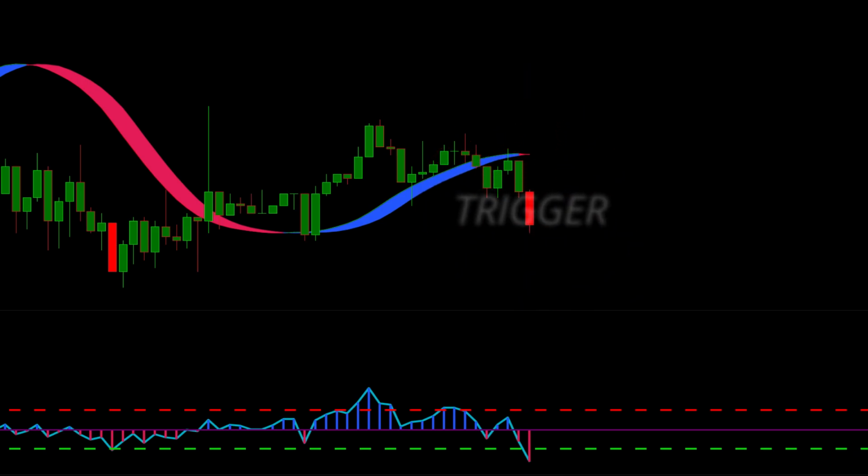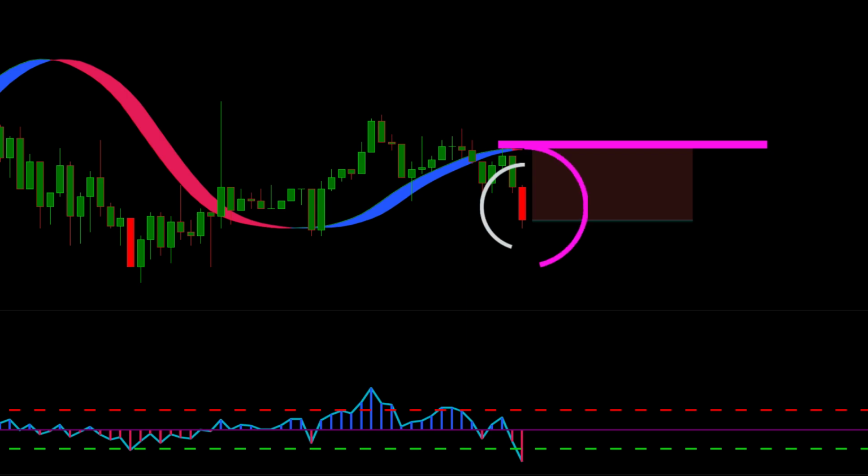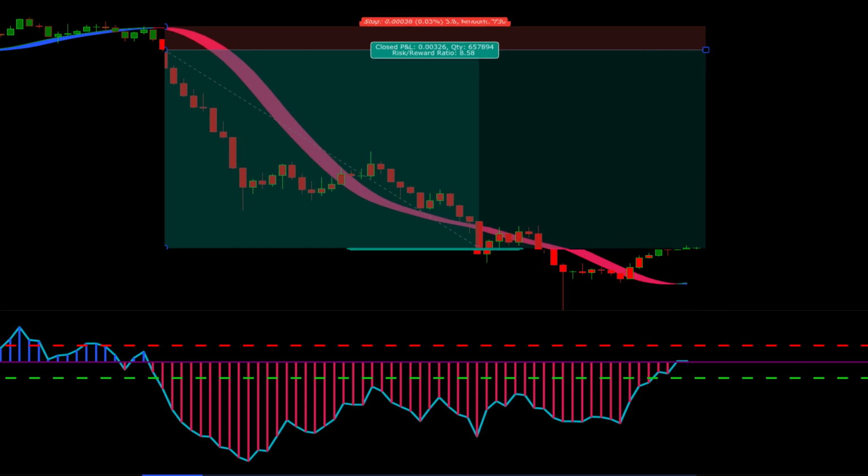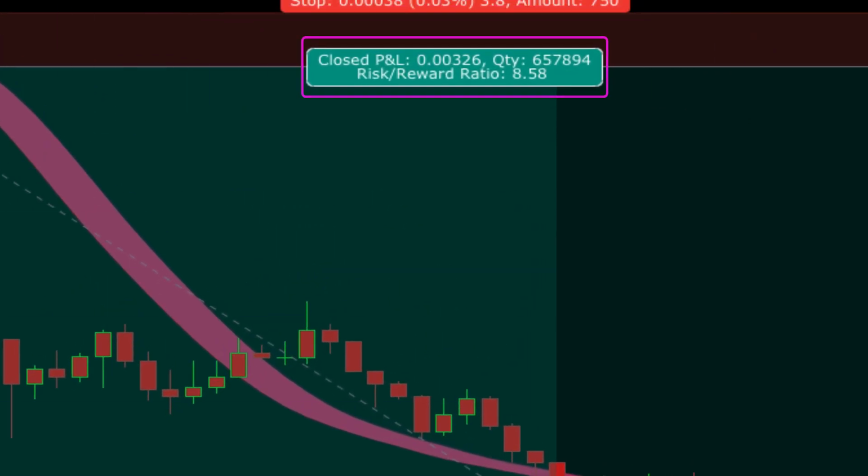This is our trigger candle. The stop is placed above the HMA and we enter on the close of the candle. And this trade is closed on the first HMA ribbon buy signal with a fantastic risk to reward of 8.58.